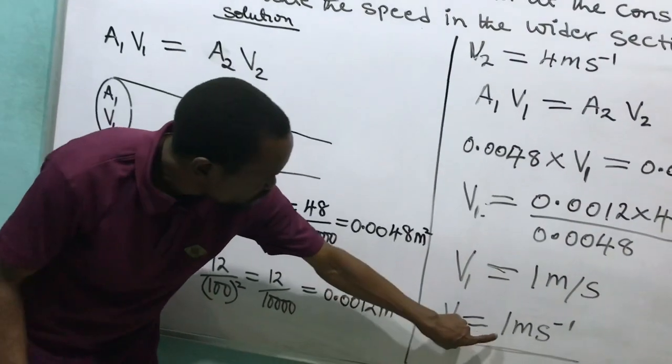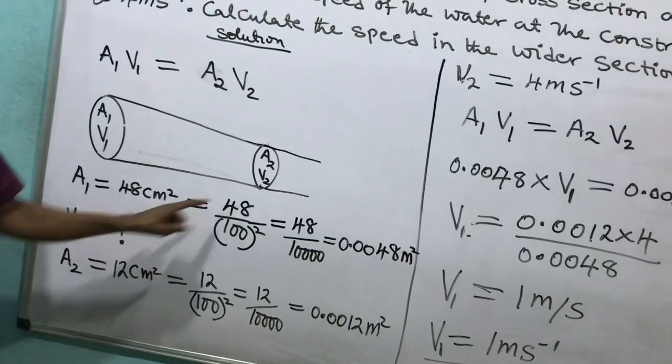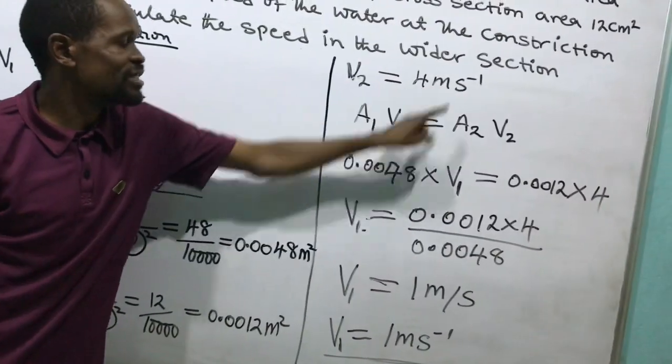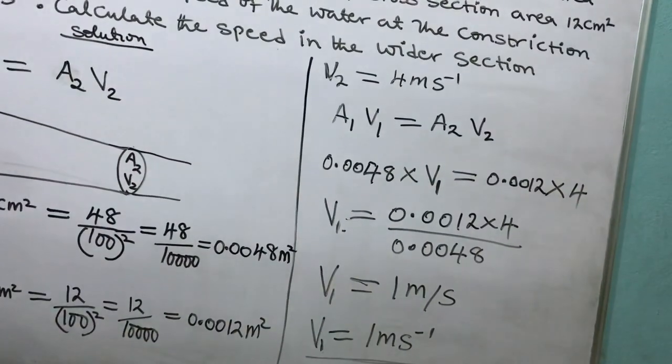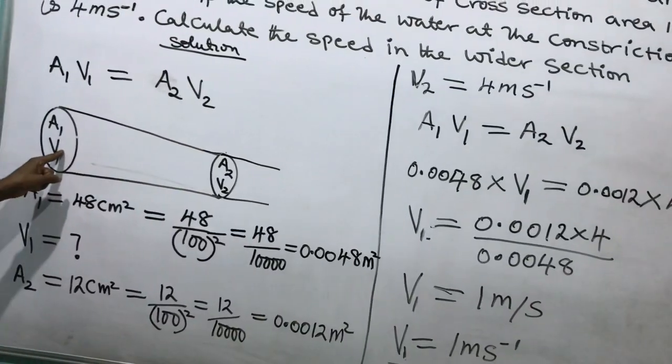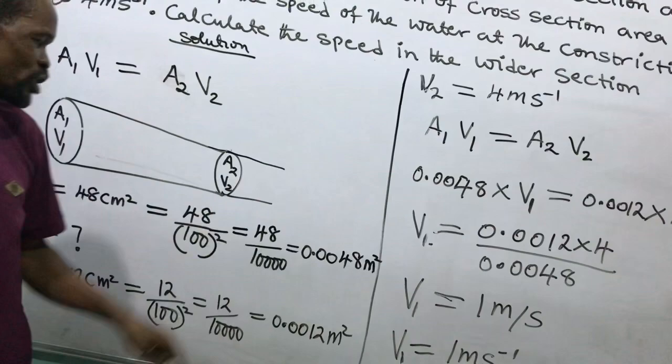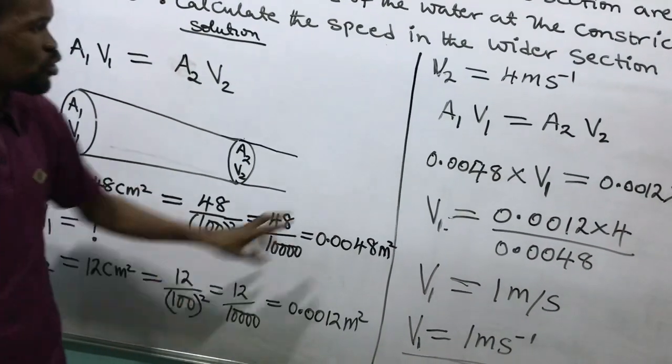See that V1 is smaller than V2. Look at the V2. The V2 is given to me as 4 meters per second. Then look at V1. And the V1 has a higher cross-sectional area, while V2 has a lower cross-sectional area. Look at the V2 cross-sectional area.